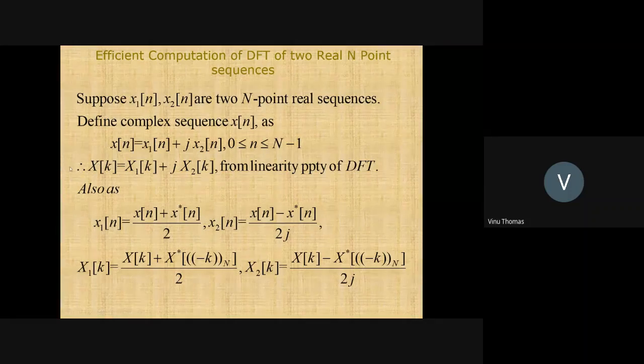FFT properties. If you are given x of n and you are required to compute the DFT of x of n, let us say that n is a power of 2. So you can use any of the radix 2 FFT algorithms, that is either DIT FFT or DIF FFT. How many complex multiplications are required?